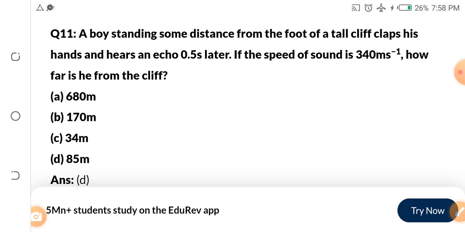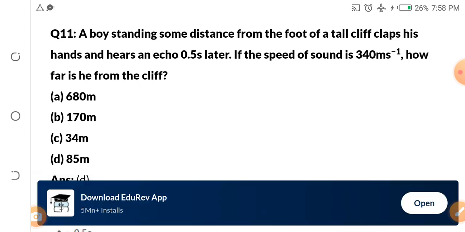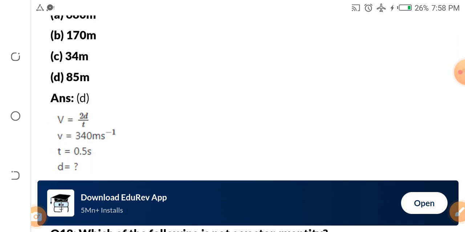A boy standing some distance from the foot of a tall cliff claps his hands and hears an echo 0.5 seconds later. If the speed of sound is 340 meters per second, how far is he from the cliff? Let's look at this formula.